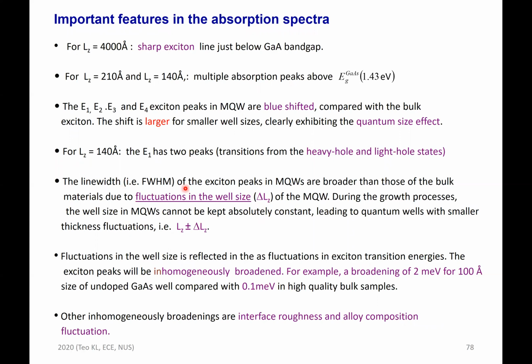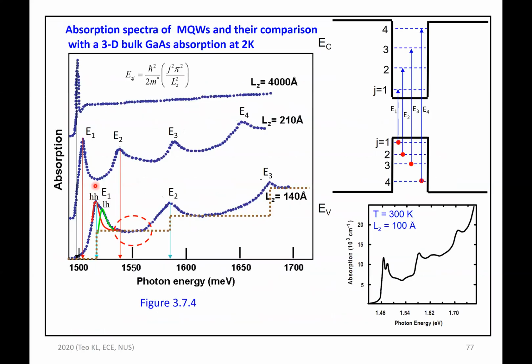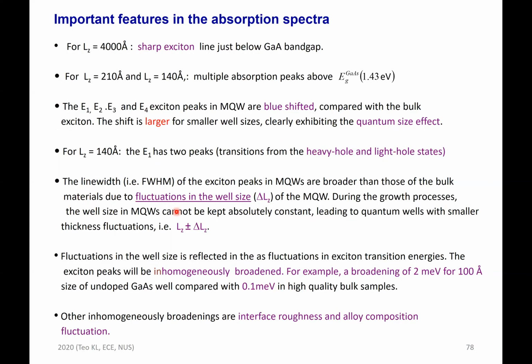Now, the full width half maximum of the exciton peak in multiple quantum wells is broader than that of the bulk material. As you grow a smaller well size, the line width will get broader. The broadening is due to the fluctuation in the well size.